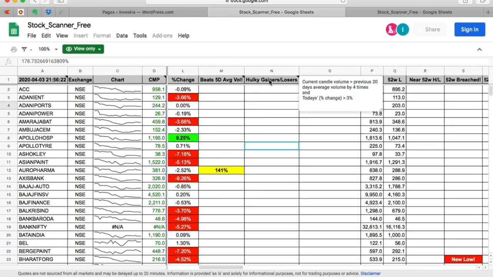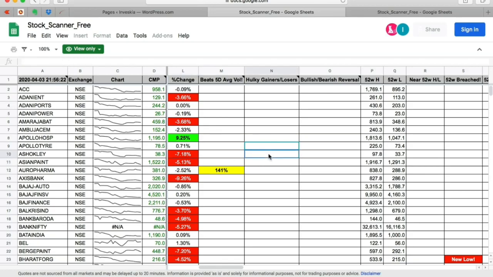The other indicator is the heavy gainer loser indicator. It reads that the current volume should be greater than the previous 20 days average volume by 4 times and the percentage change should be greater than 3%. So you can see that Asian Paints has a fall of 5.13%, Ashok Leyland of 7.18%, but you are not seeing these in the heavy gainer or loser categories because the volume was not so significant. Let's move on to the next indicator.